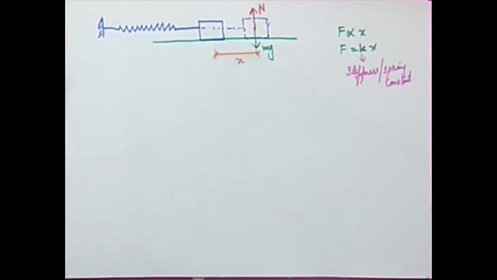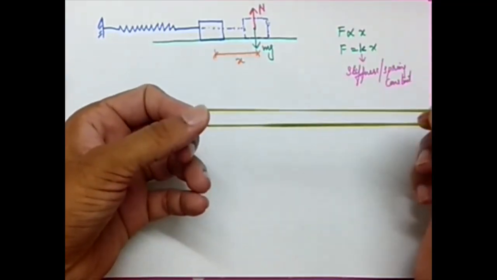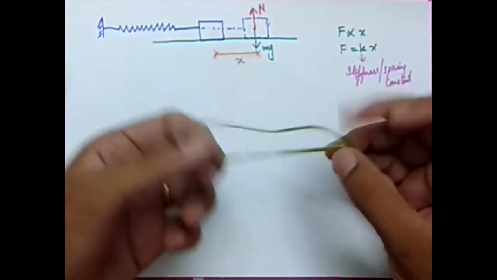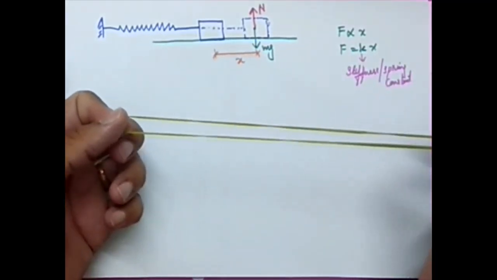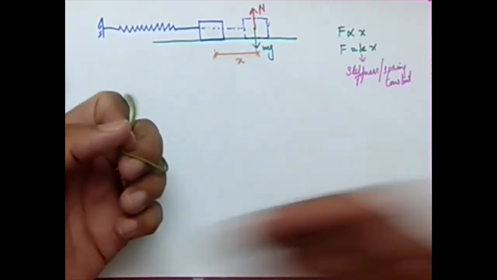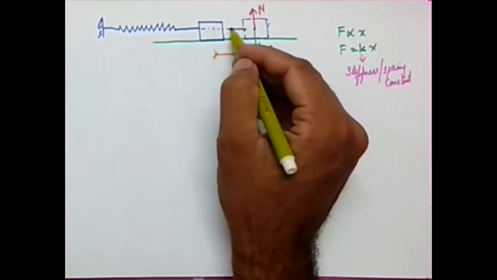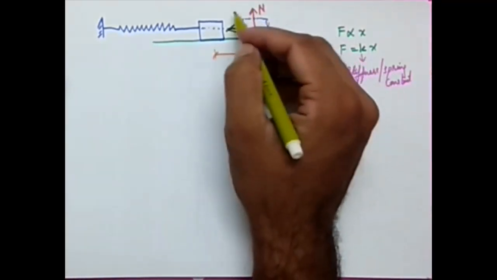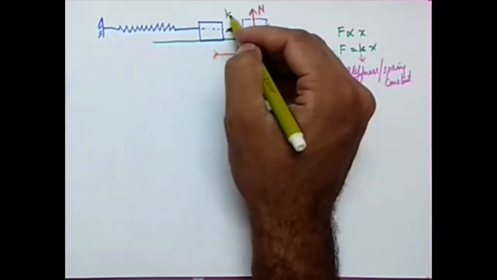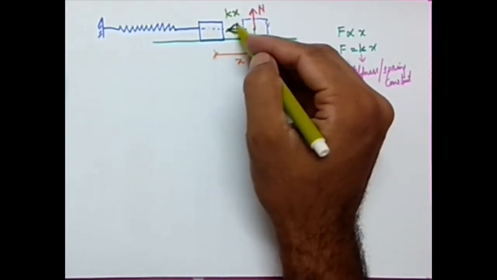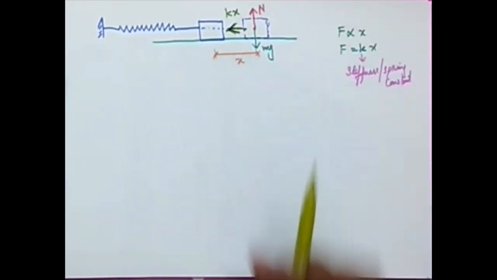And now we need to know the direction. When I stretched it, the force was in this direction. That's why when I removed the boundary condition, it went back. So the force is in this direction, which basically means that the force is opposite to the direction of extension. So in this system, the force developed will be in this direction, and it depends upon the magnitude of x and the spring constant, so that is kx. That's what the force is in this system.